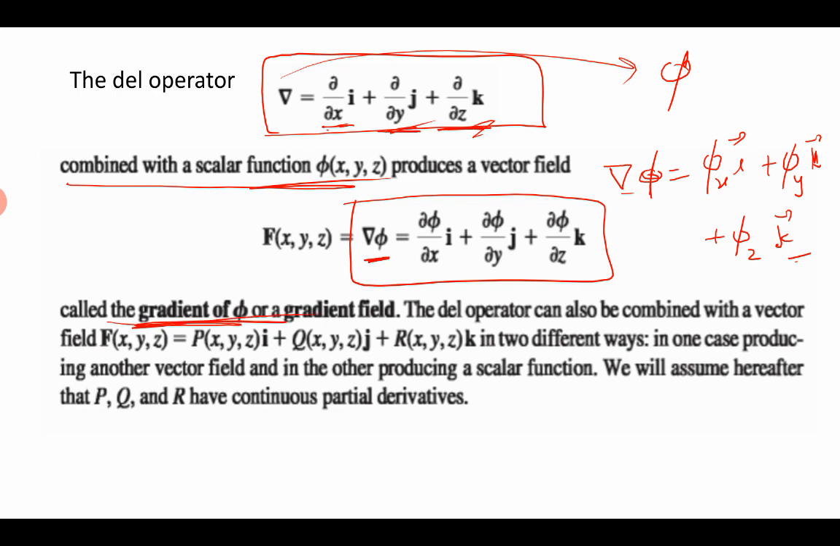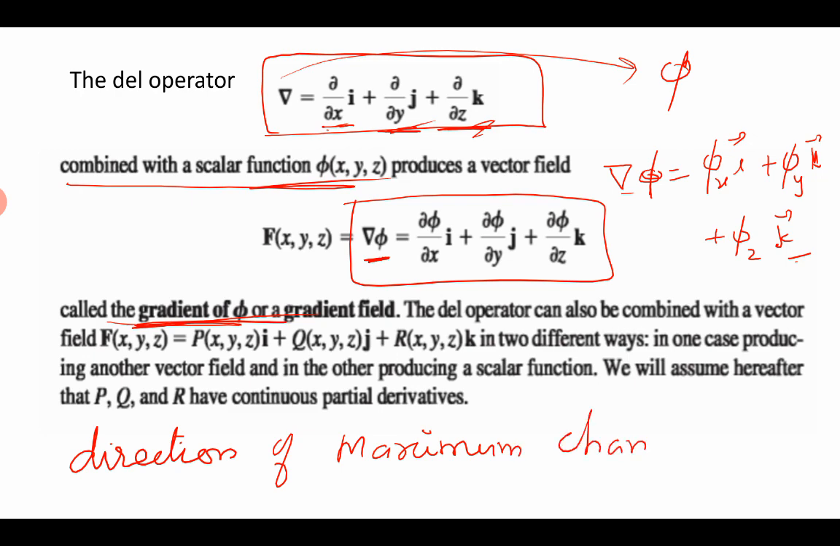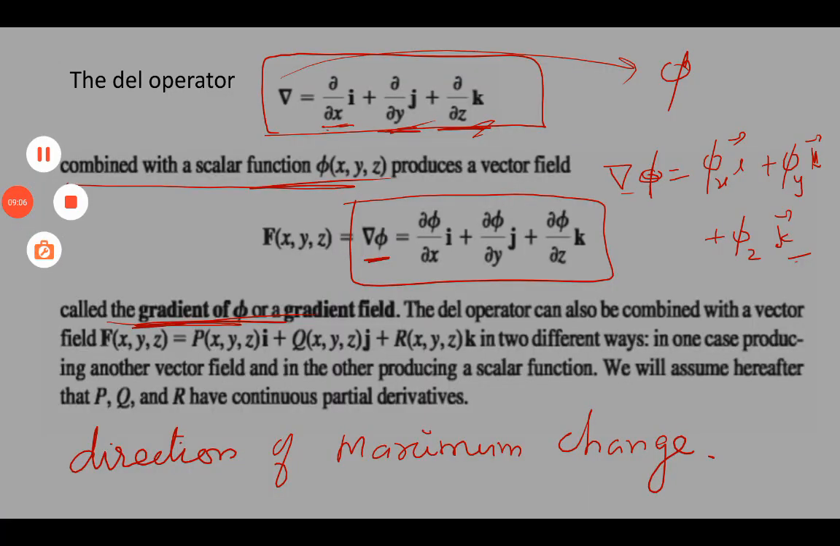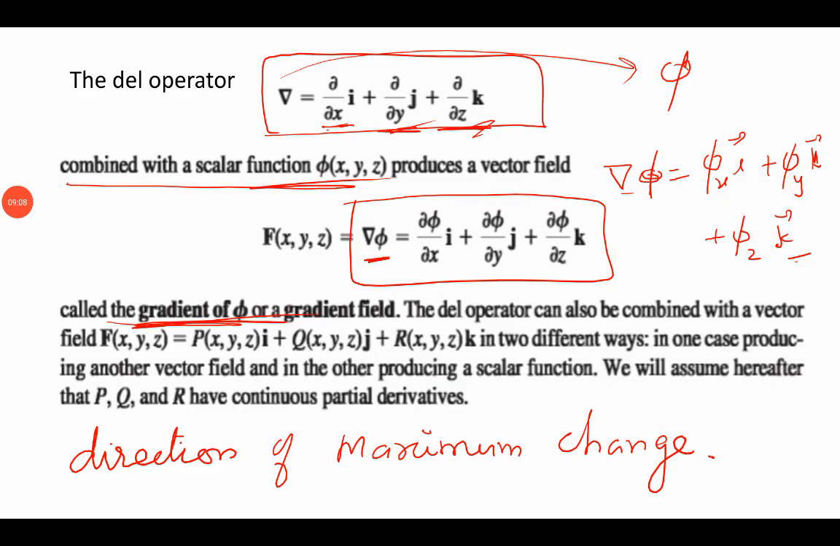Gradient, from the physical point of view, is called the direction of maximum change. Direction of maximum change, isn't it? That is the meaning of gradient.